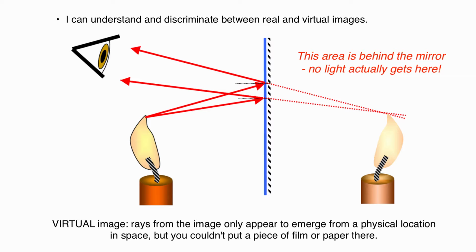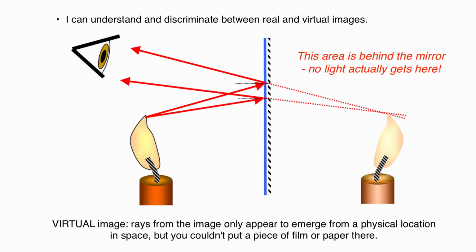When you look at yourself in the mirror in the bathroom, you could never capture that image on film. Now you could take a picture of yourself in the mirror, that's a different issue, but you can't actually get behind the mirror and put a piece of paper or film where the candle appears to be, because you physically can't get there. The light rays aren't actually going back there, it's sort of an optical illusion. So virtual images are sort of mentally projected images, as opposed to real images which you can actually form in space.